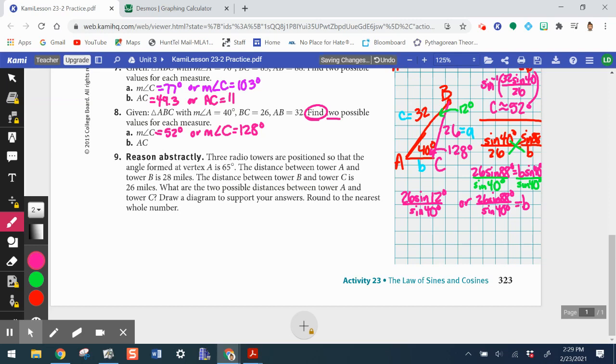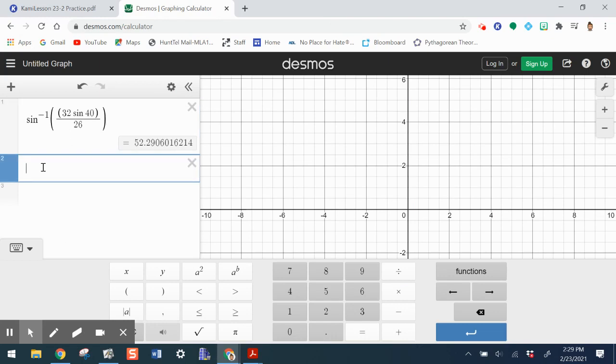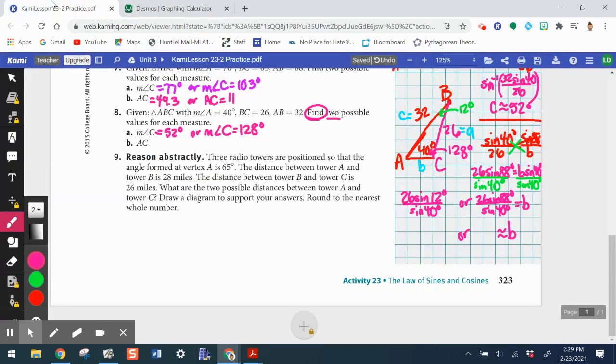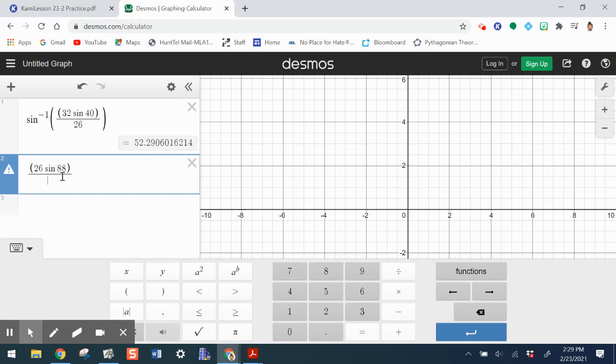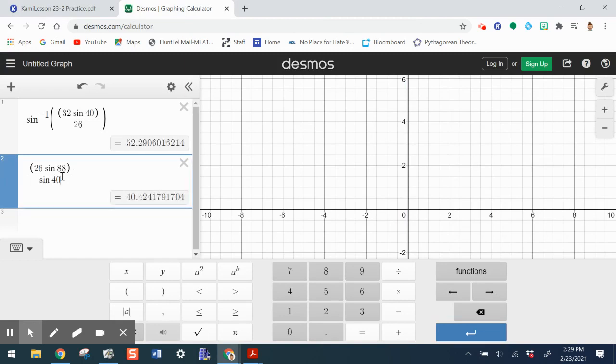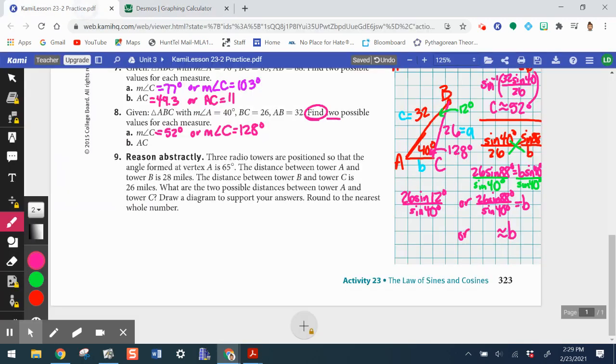And we're going to input these two ratios in the graphing calculator to determine the two possibilities for the measure of angle B. And I believe we are rounding to the nearest 10. So let's do that. We'll start with 26 times the sine of 88. So I'm going to put parentheses, 26 times the sine of 88, close parentheses, divided by the sine of 40. And we get 40.42, and that 2 will tell that 4 to stay where it is. So 40.2 is one of our choices.